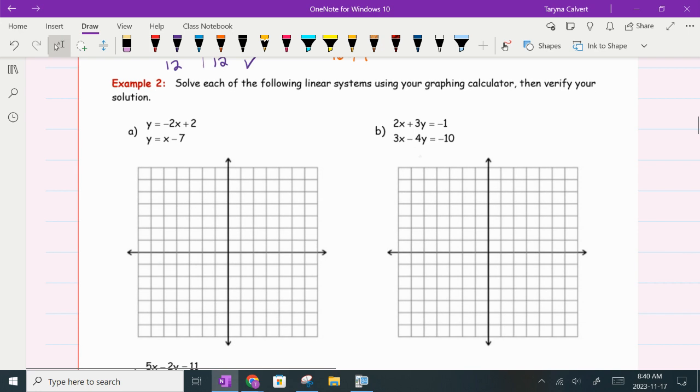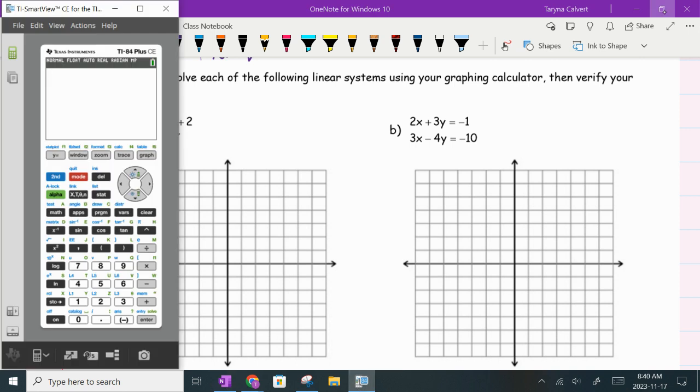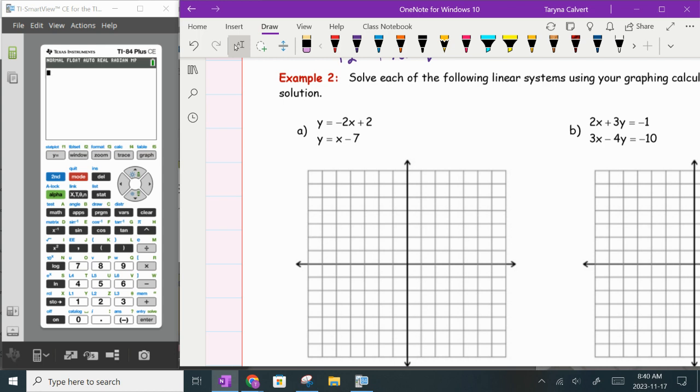All right, so we're going to solve these on the calculator now. The grid paper's there. We'll still put it on the grid, but it'll just be more of a sketch. We're going to use our calculator to find that point of intersection. So grab the calculator. I'm going to do this very slowly. I'm not going to move on until all of you say, yep, we're good.